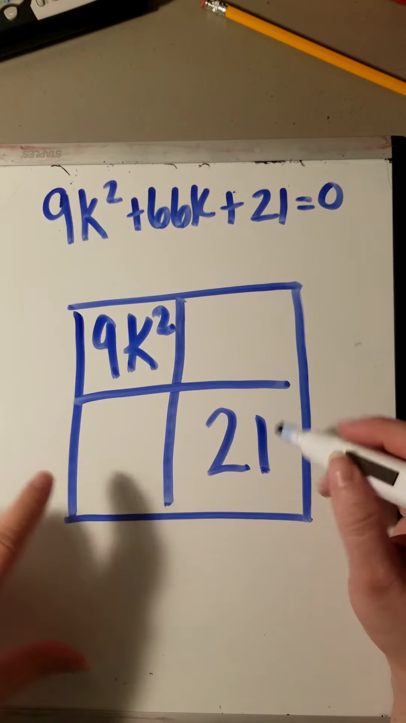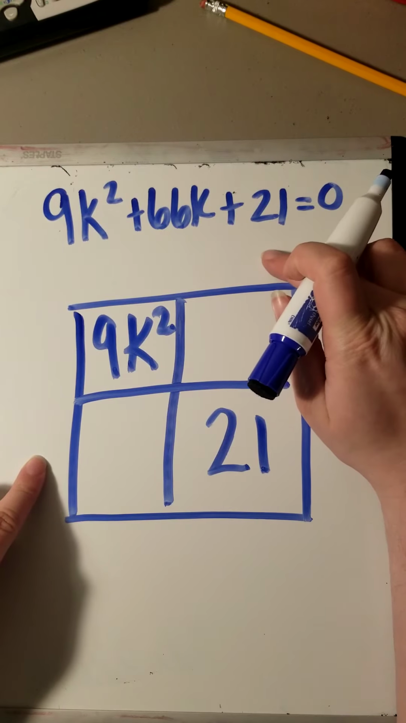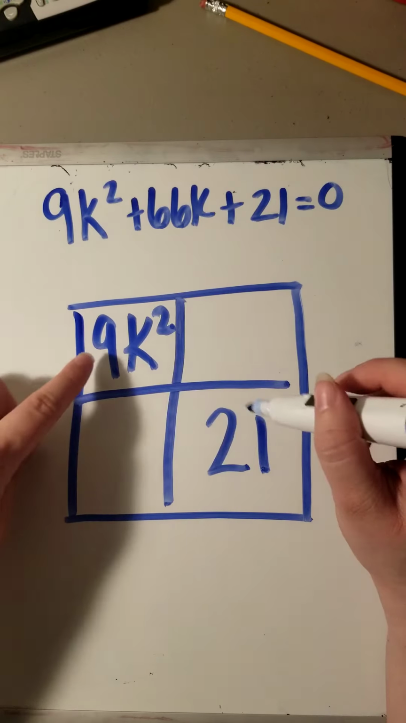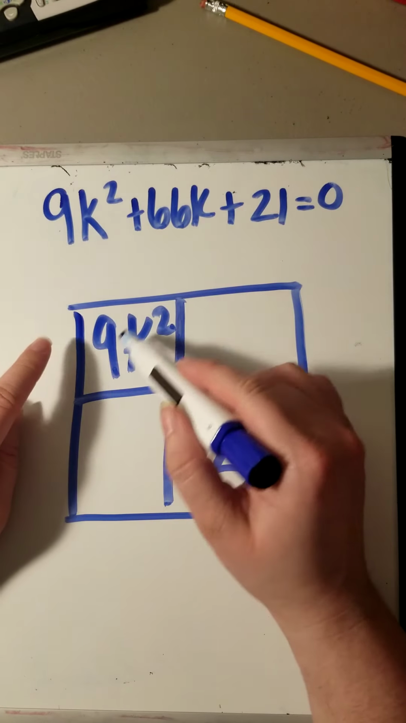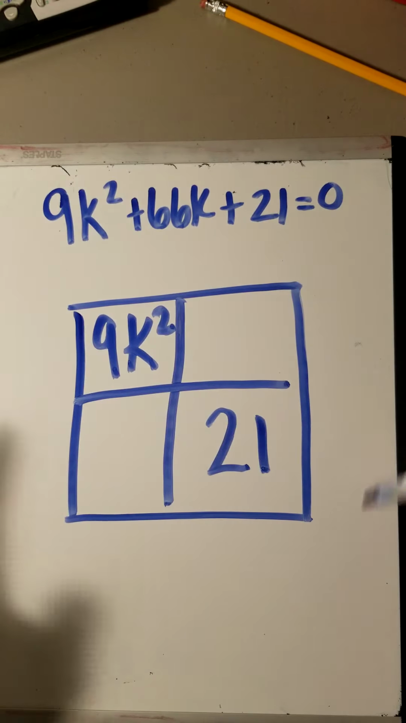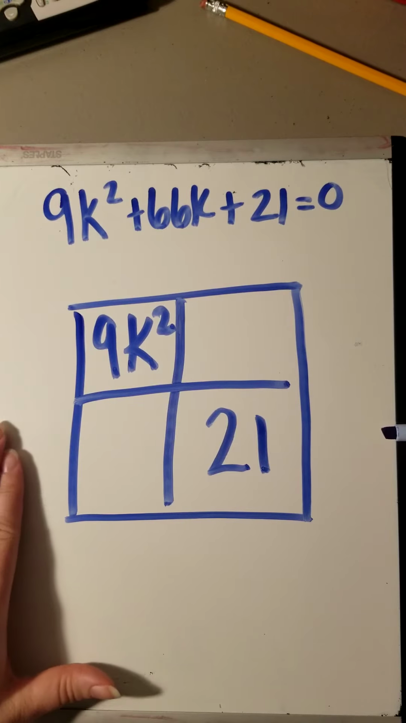But here's the deal. Is it 1 and 21? Is it 7 and 3? There's multiple pairs that work to make this one true. And then with 9, is it 1 and 9? Is it 3 and 3? Like, how do we figure that out? And you can do it. You just kind of play around with it a little bit until you find out what works.